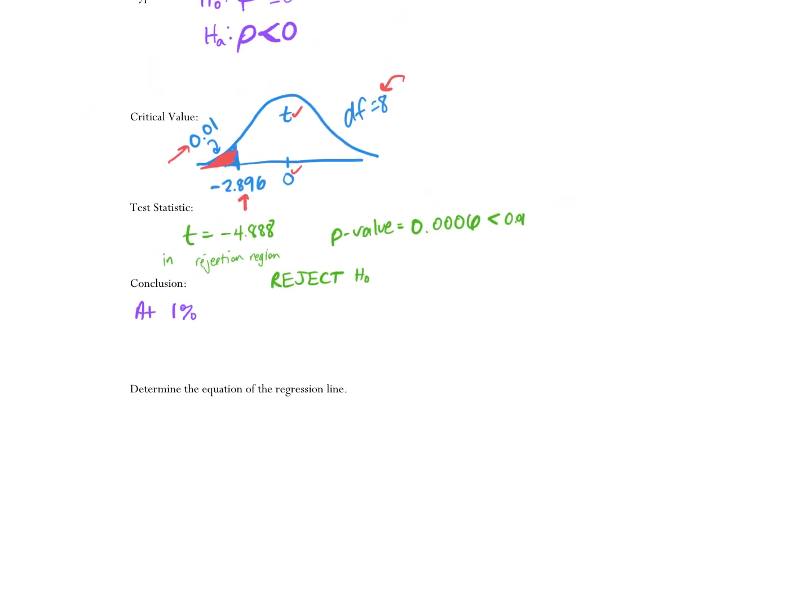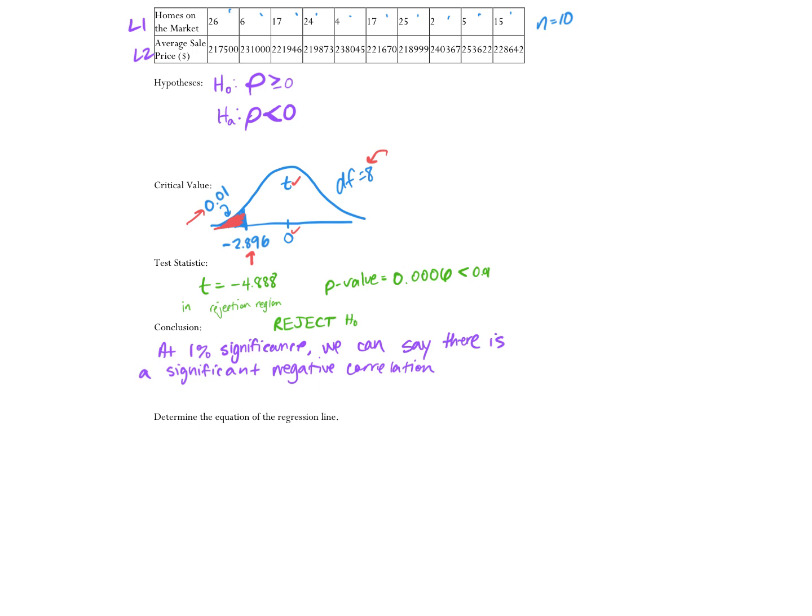Again, use whatever I give you, right? So in this case, at 1% significance, we can say there is a significant negative correlation between number of homes on the market and average selling price.